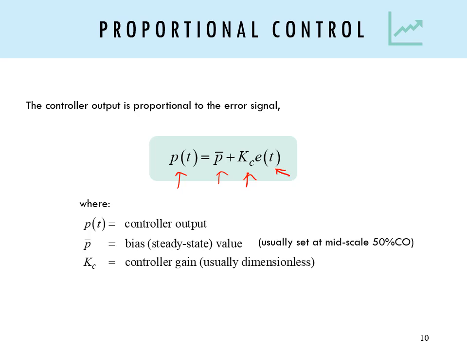Alright, so the P bias value is equal to the controller output when the error is 0. The controller output is equal to the bias in steady state when the error is 0. So the proportionality is given by Kc, the controller gain. The controller gain determines how much the output from the controller changes for a given change in an error.